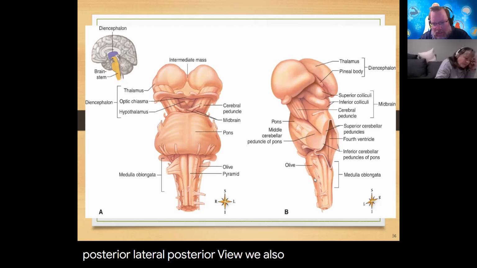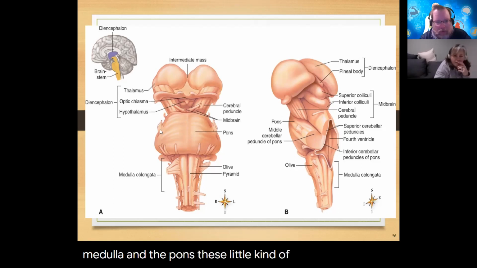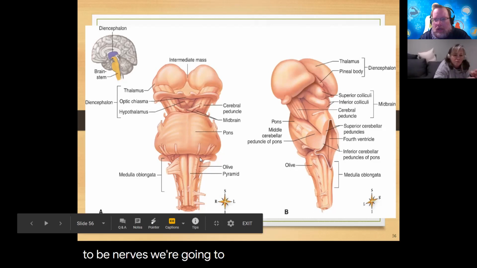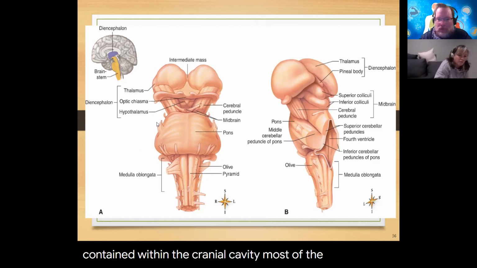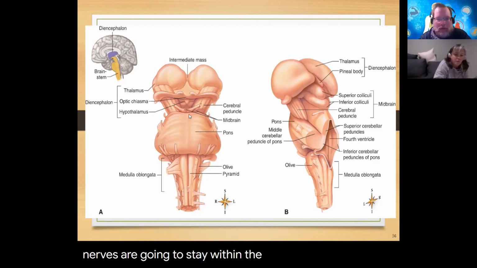We also see coming off the medulla and the pons these little extenders, these little arms. These are going to be nerves. So we're going to look at cranial nerves. They're cut, but these would continue going on through, probably contained within the cranial cavity. Most of the cranial nerves are going to stay within the cranial cavity.